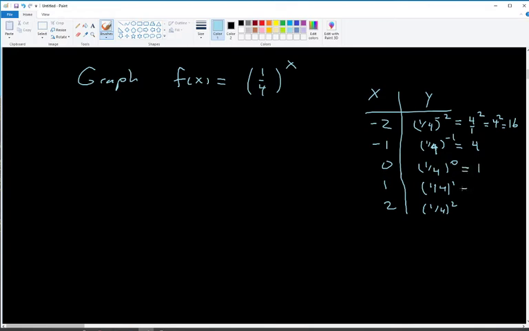Anything to the 0 power is 1. 1/4 to the first power is itself, 1/4. And 1/4 squared, you square the top, which is 1 squared is 1. Square the bottom, which is 16.